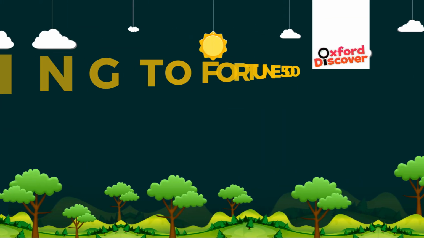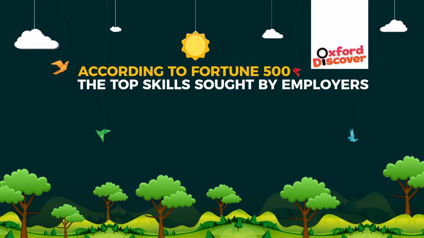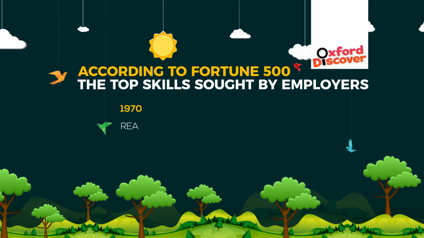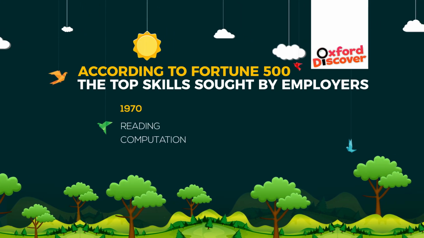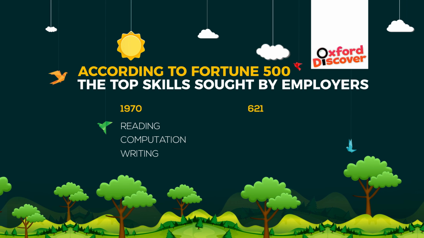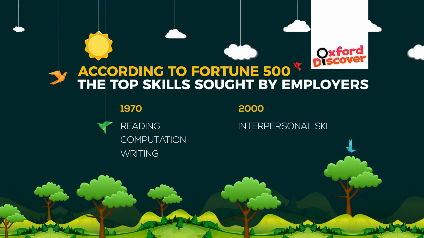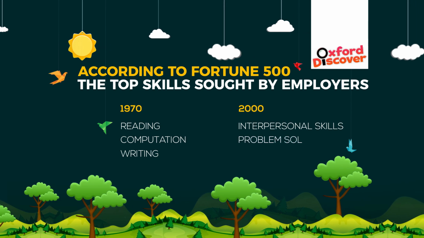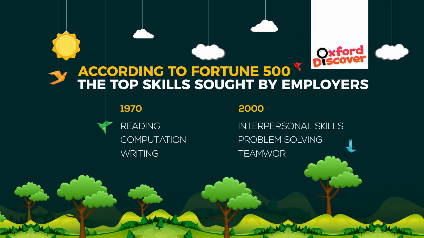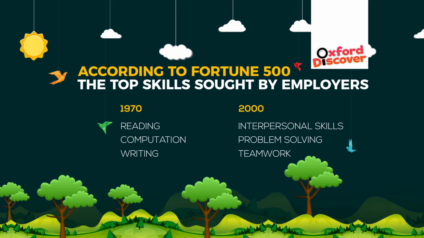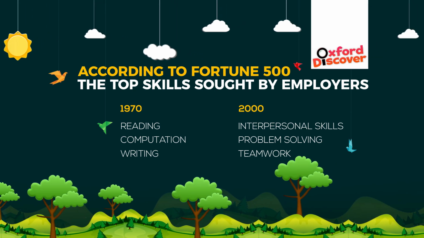According to Fortune 500, the top skills sought by employers back in 1970 were very basic: reading, computation, writing. At the turn of the century, employers started looking for interpersonal skills, problem-solving skills, teamwork. Our books incorporate these three skills that are sought after today.